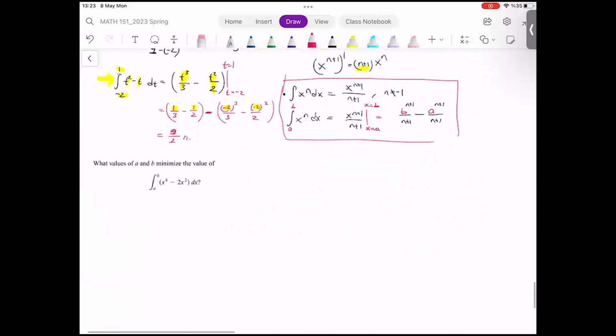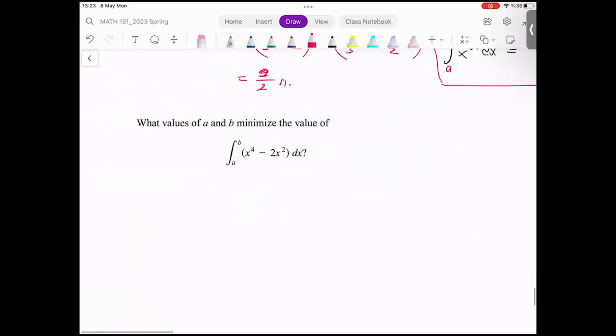Let's move on to the last example. This will be the last example for today, which I think is very useful to understand the content. This is a very nice example that requires critical thinking. That's why I want you to listen to me really carefully. What is the question? For what values of a and b is the value of this integral minimum?